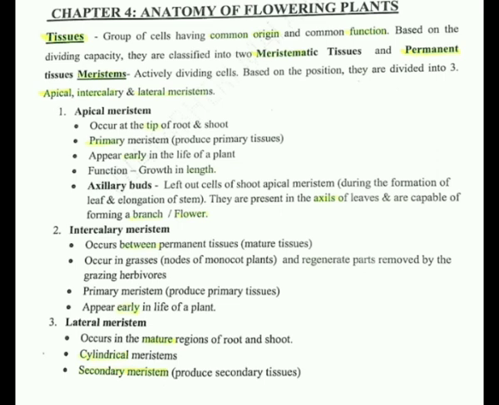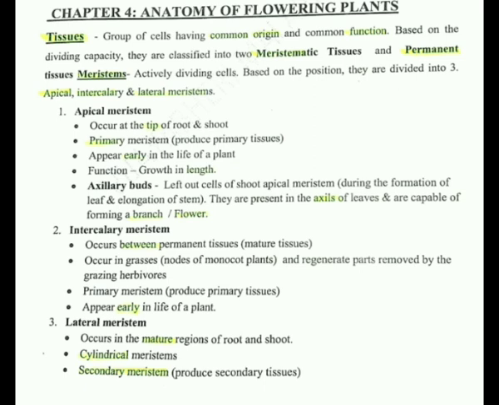Apical meristem. What is meant by apical meristem? We should understand four main points about apical meristem. First one is it occurs in the tip of root and shoot. Second one is it is a primary meristem. Third point is this meristem appears early in the life of a plant. Fourth point is function. Its function is growth in length.